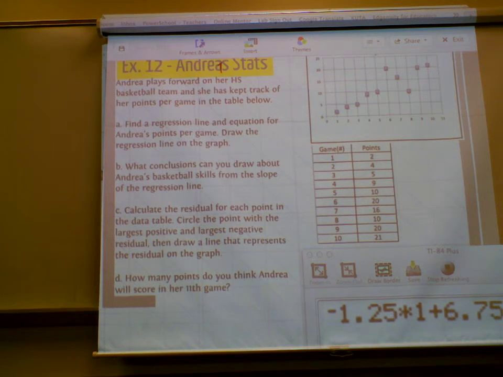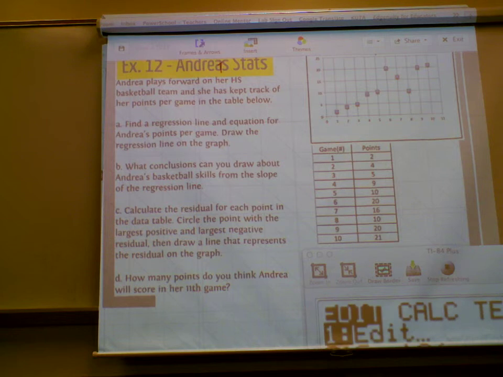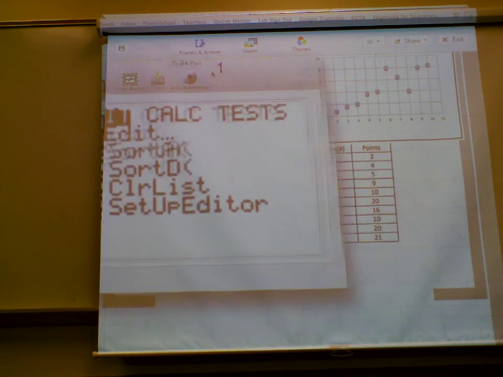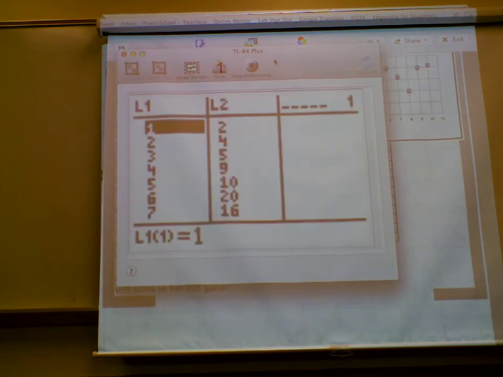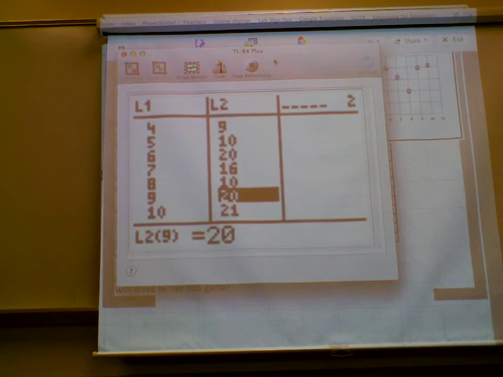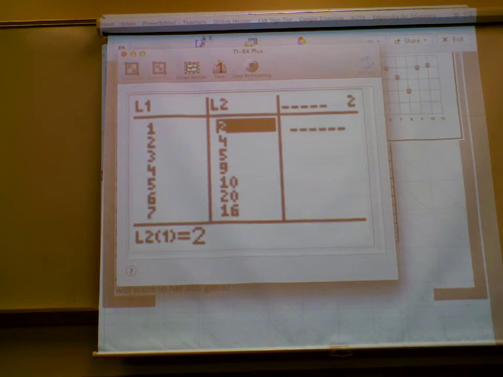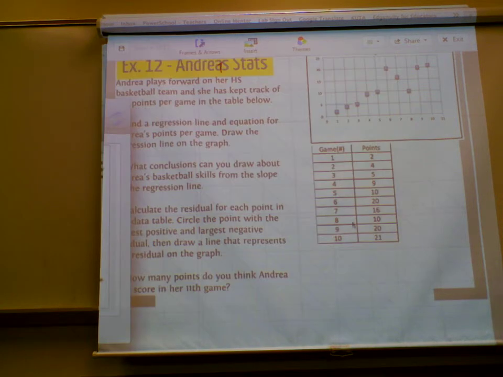So if I look at my calculator, we do stats. We can see it down here. Stat, edit, and you enter them in. Now I have already entered mine in. I entered 1 through 10 in list 1, and list 2 is the points. So list 1 is the game number, and list 2 is the points. It's from this table right down here.